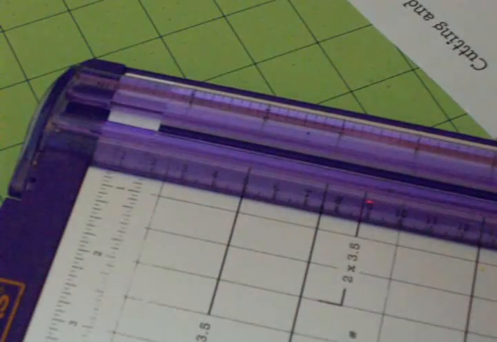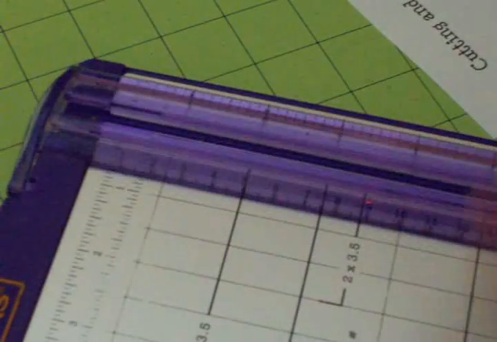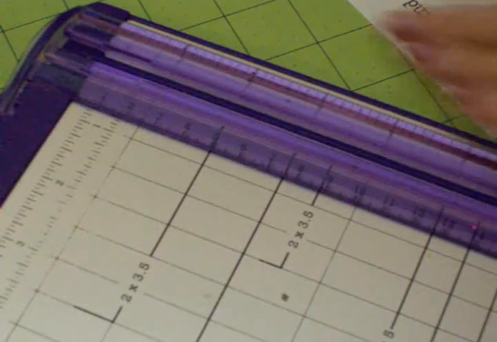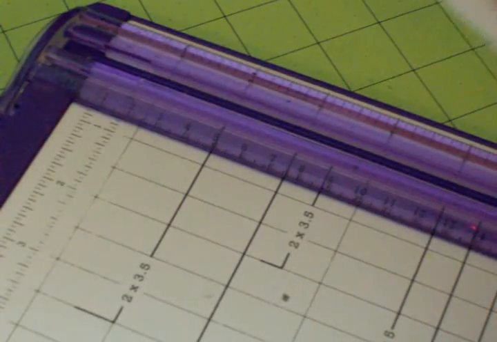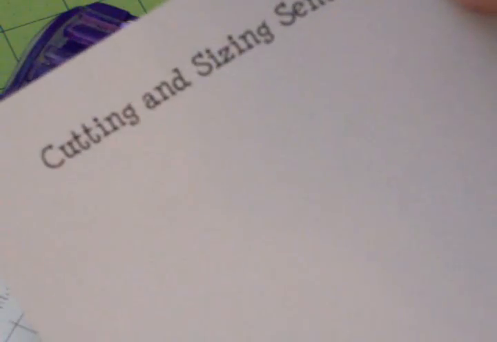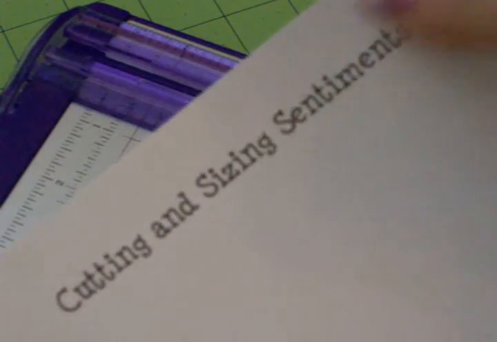Very simple to do. And if you needed it, let's say if it's for your inside sentiment and you need to leave more at the bottom, you just go ahead and leave what you need to write your name or whatever you're going to say other than your printed sentiment. And you may want to leave this much at the top.